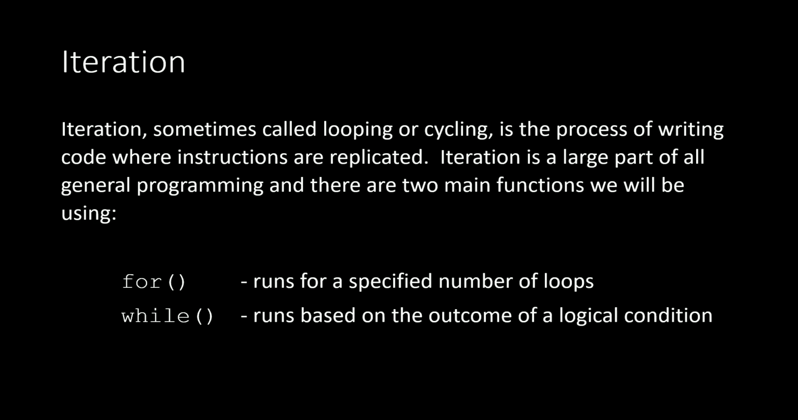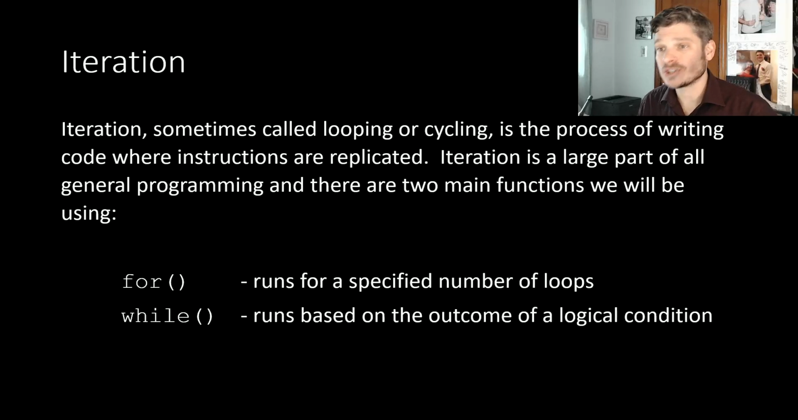So iteration, which is sometimes also called looping or cycling, is the process of writing code where instructions are going to be replicated or repeated. Now, iteration is a large part of all general programming, and there's two main functions that we're going to be using. The for function, which runs for a specified number of loops, and the while function, which runs based on the outcome of some sort of logical condition. Those are two functions that appear in every programming language out there because they're basically the keys to iterations and looping.